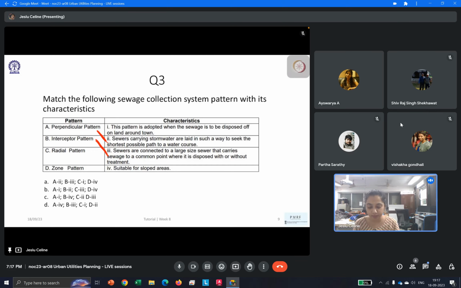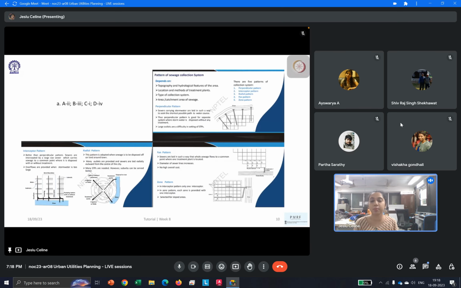Now radial pattern. This pattern is adopted when sewage is to be disposed around the town. Yes, very good. Zone pattern. So suitable for sloped areas. Yes, very good. So this one comes out to option, what is the option? Option A. Yes, option A. So let's see this in a bit more detail.